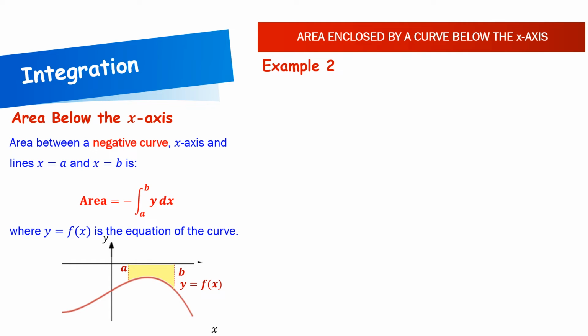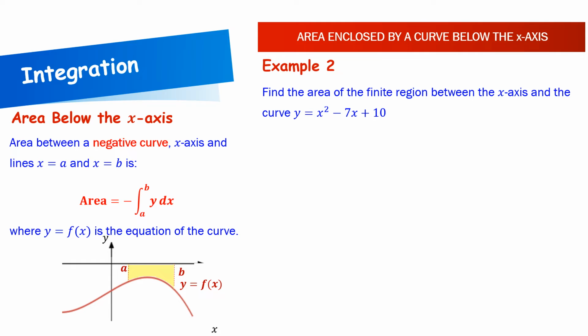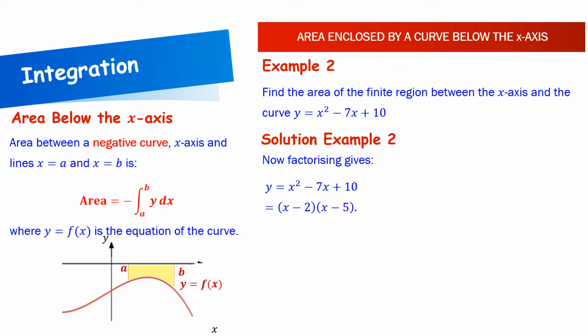Let's take a look at an example. Find the area of the finite region between the x-axis and the curve y equals x squared minus 7x plus 10. Let's solve this. Factorizing gives us y equals (x minus 2)(x minus 5). And the curve will look something like this. And the region we're looking for is the region shaded in yellow as shown.